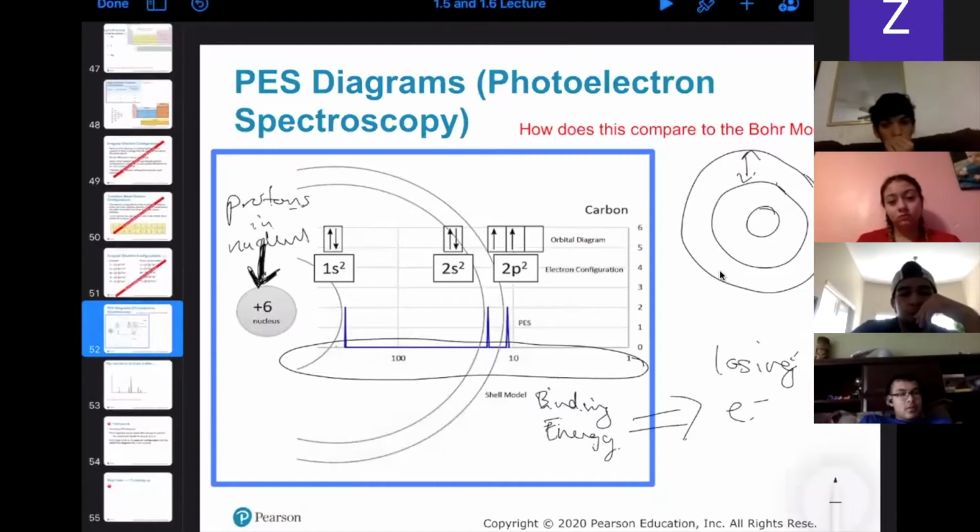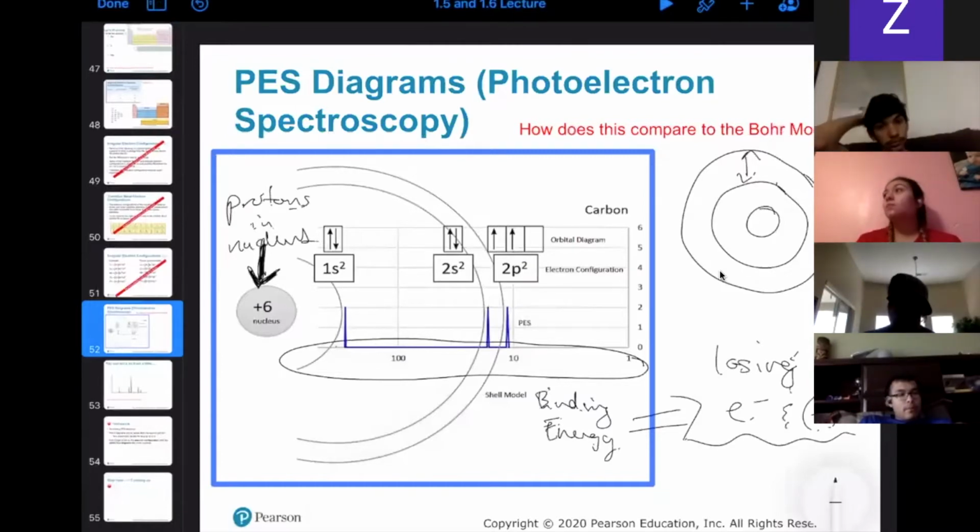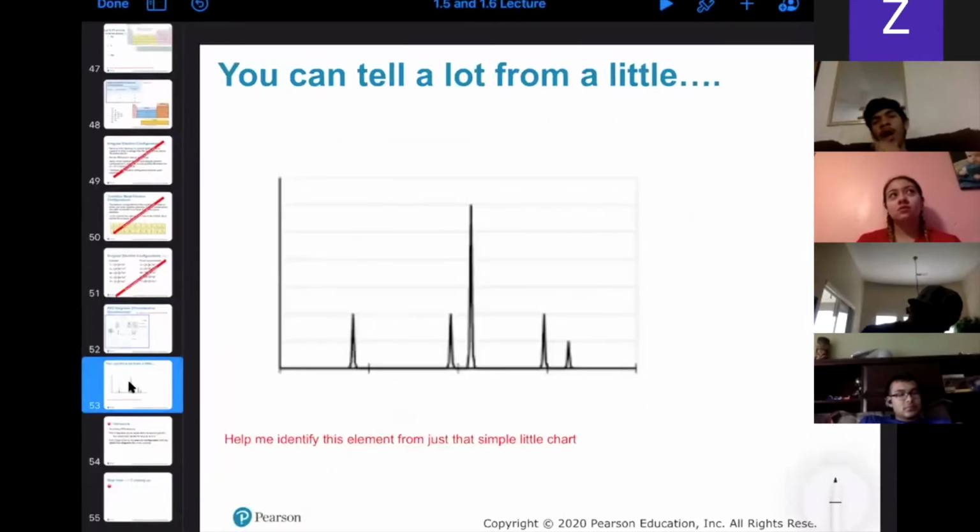What concept did we learn about that involves the attraction between these positive and negative charges? Coulomb's law. Coulomb's law, right? So we are really concerned with the interaction between the nucleus and the electrons because it is involved in bonding, right? And bonding is really, really important to us.